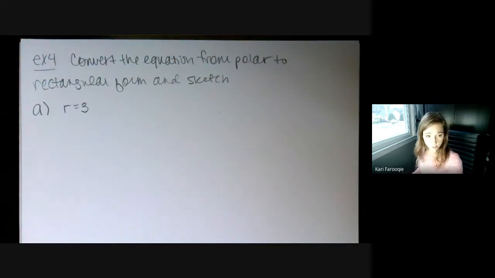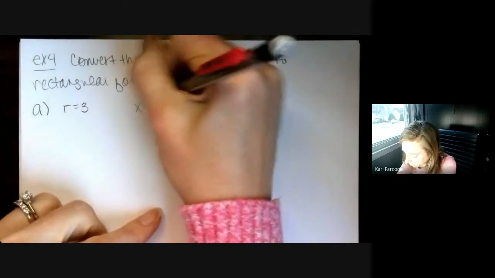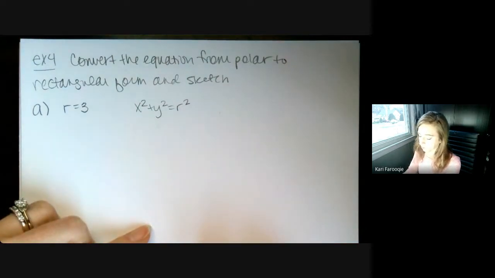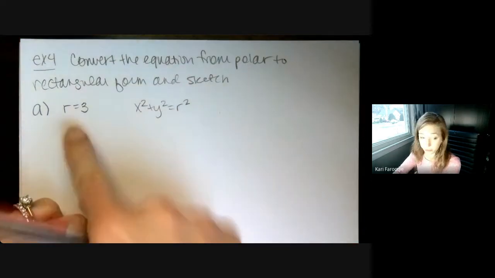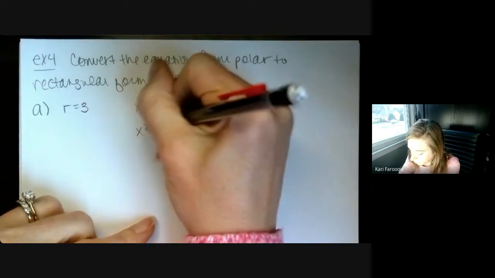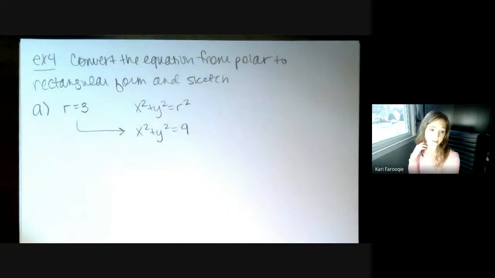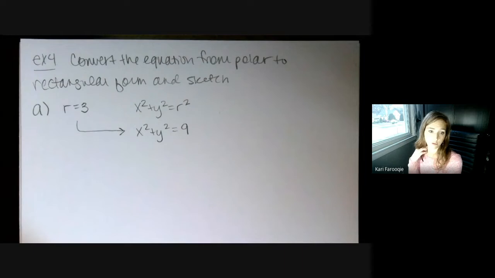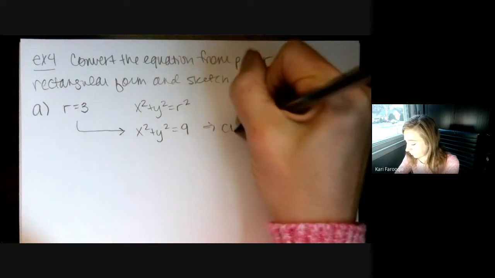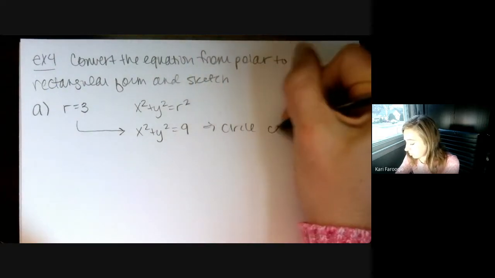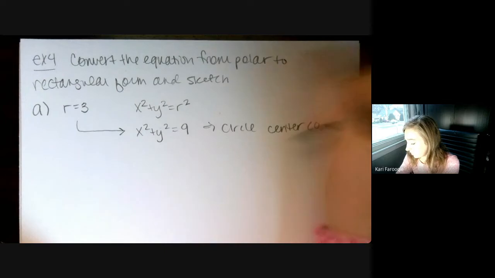All right, the first one I want to graph, very basic, is r equals 3. Now, we do have to convert this, but remember that we have a formula that says x squared plus y squared is r squared. So if I know that r is 3, then to convert this to rectangular form, I would say x squared plus y squared is 3 squared, which is 9. And this we know is a circle with center 0, 0, and radius 3.